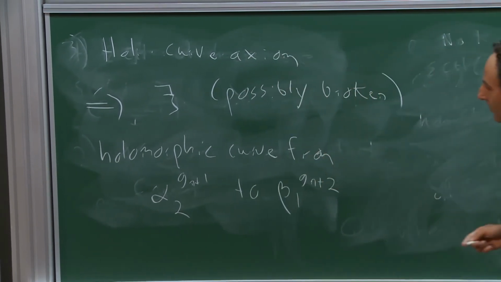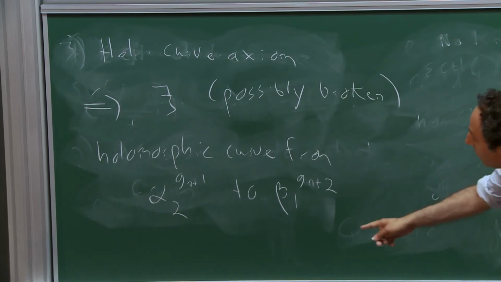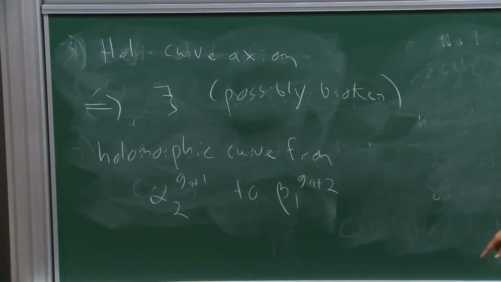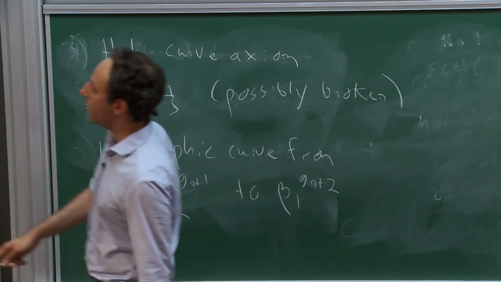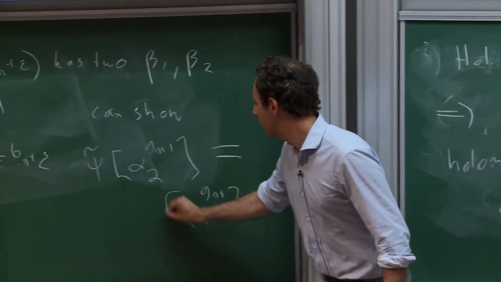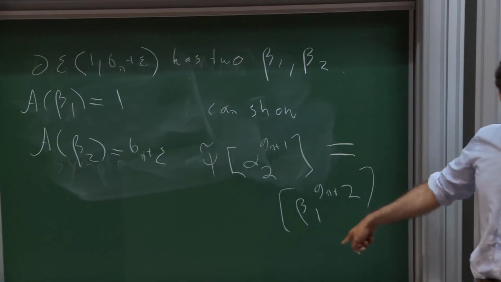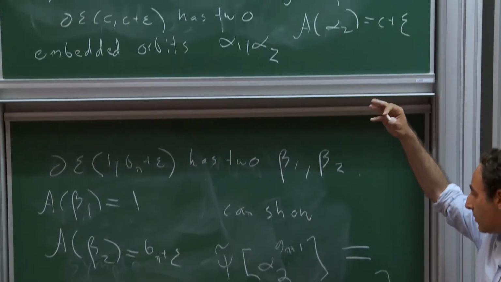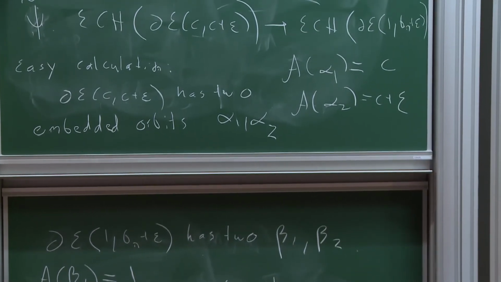Okay, I promise, I really am almost done. So just to emphasize Vivek's question, what the holomorphic curve axiom is saying here is, because I know that the cobordism map sends this element of ECH to this element of ECH, I know that there's some holomorphic curve, but it could have multiple levels.